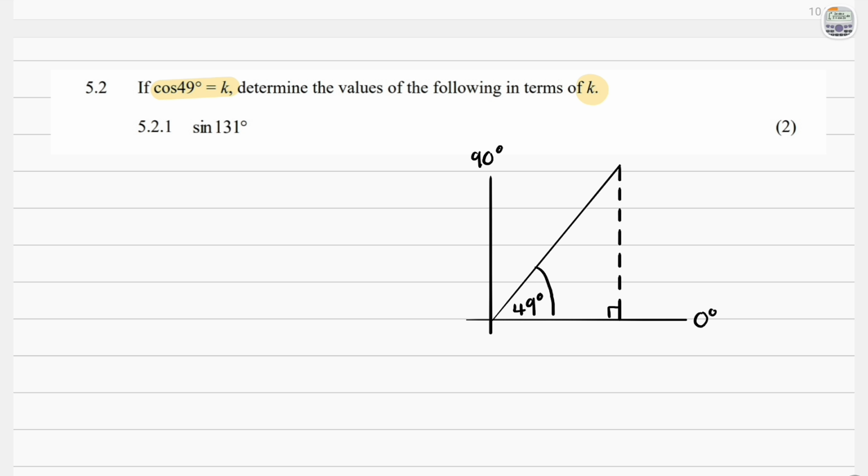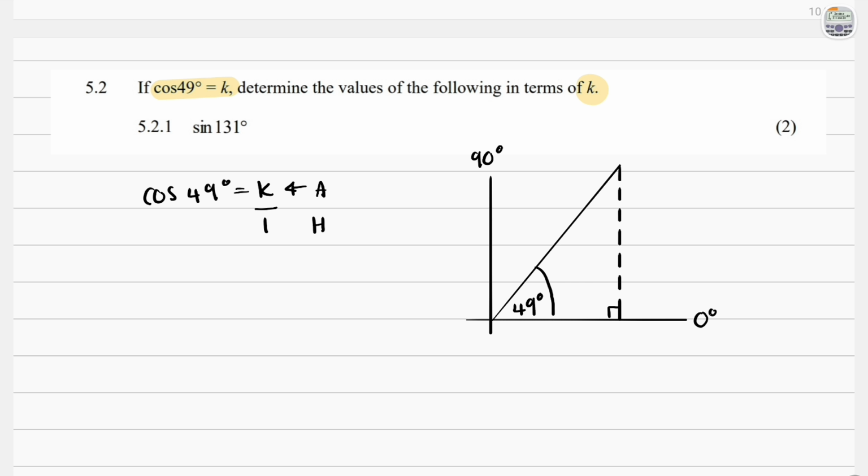And if we look at this, this says cos 49 degrees is equal to k. Remember from SOHCAHTOA, cos is adjacent over hypotenuse. If cos 49 degrees is equal to k, then it means that k is the adjacent and then the hypotenuse is its denominator. Now, it clearly doesn't have a visible denominator, so it means that that denominator is 1.